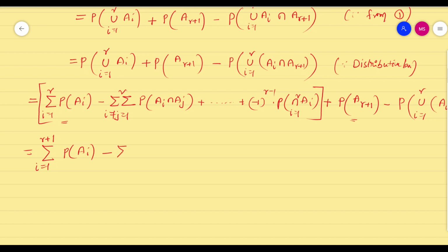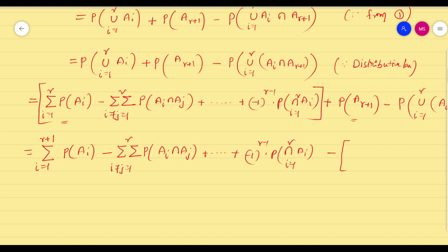Minus the double summation, as usual, i not equal to j, from 1 to r, of P of A_i intersection A_j, plus and so on, plus (minus 1) to the power of r minus 1 into P of the intersection, i equal to 1 to r, of A_i. Okay, so this is the first term.